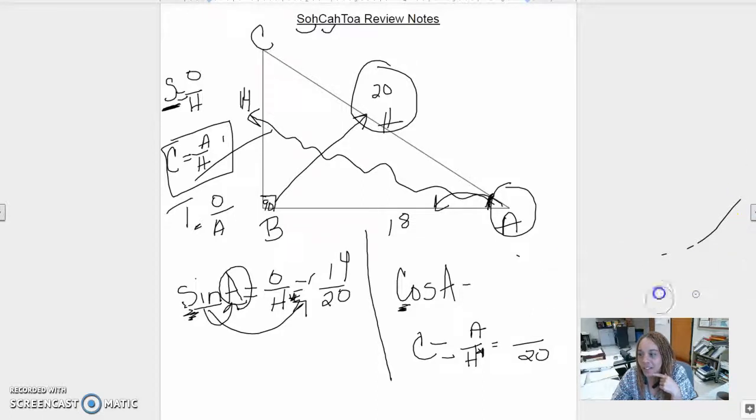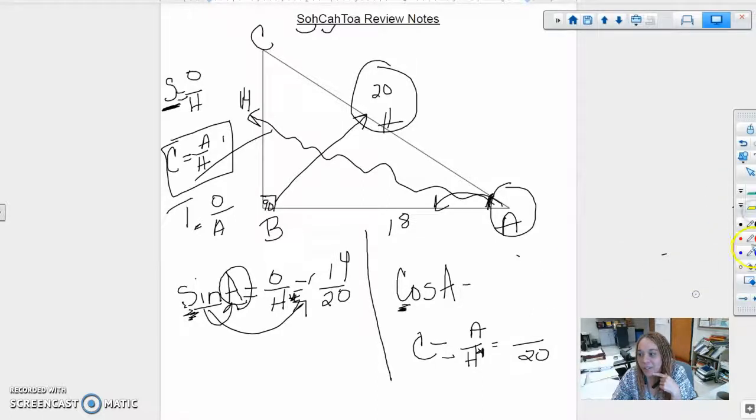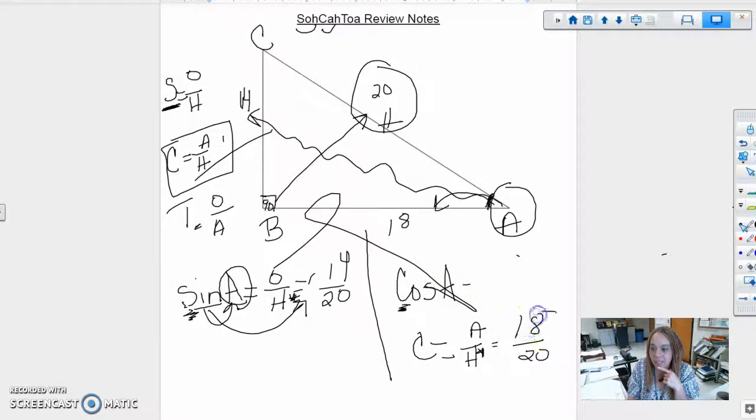Go technology. It's probably user error. Here we go. So then we have 18 over 20, my adjacent line over my hypotenuse line. Okay, what a mess here.